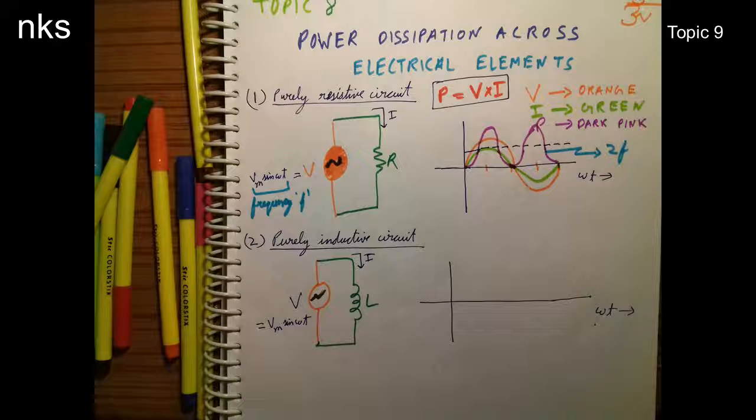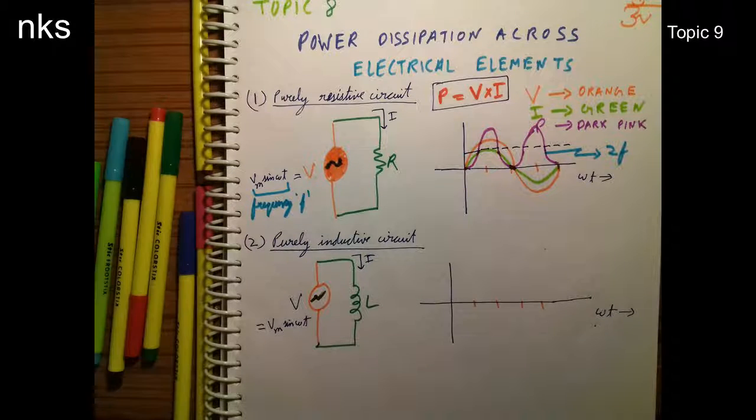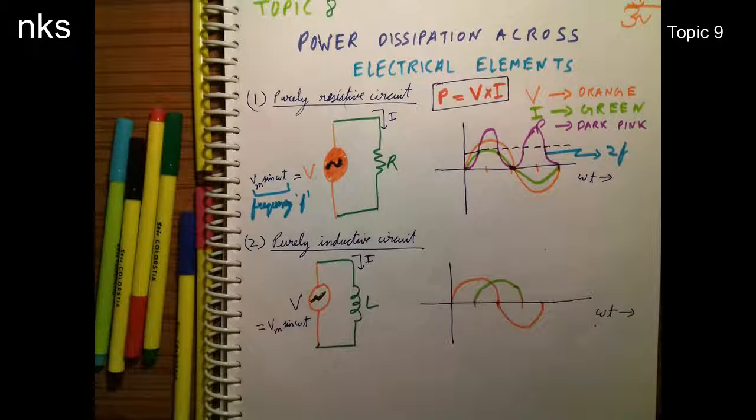To understand this concept, I request you to watch my video Sine Wave Phasor. The link is given in the description. Please watch that video before watching this video. Okay, so the voltage waveform is drawn as shown on the screen. The current waveform is drawn as shown on the screen, that is lagging the voltage by 90 degrees.